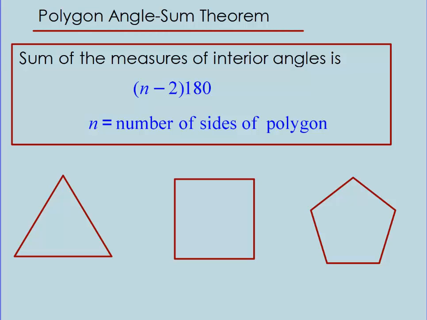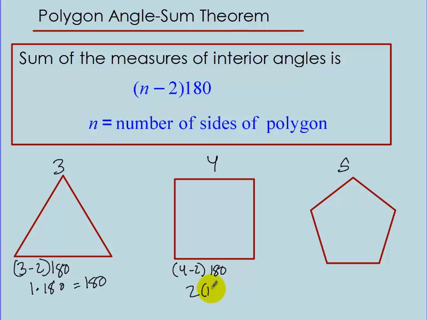This is the Polygon Angle Sum Theorem. The sum of the measures of the interior angles is n minus 2 times 180, where n is the number of sides of the polygon. Let's check that out and see if it's legit. This is 3 sides, this is 4, and this is 5. If I plug in a 3 for n, I get 3 minus 2 times 180, which is 1 times 180, and that equals 180. That checks out. For a square, it's 4 minus 2 times 180, so 2 times 180, and that equals 360. That checks out too, so I'm guessing this pattern works.